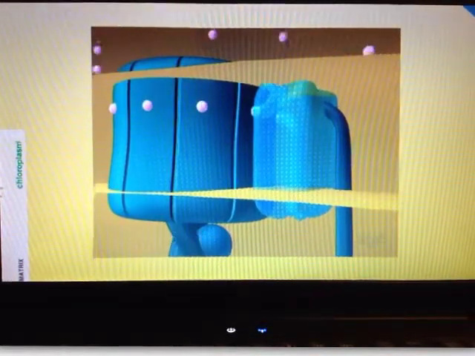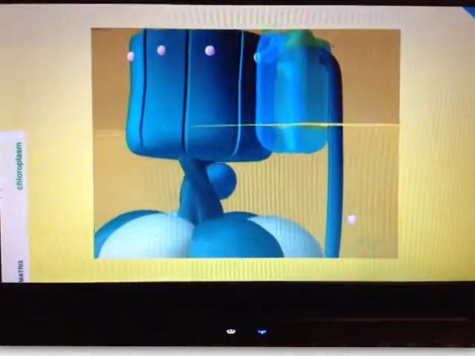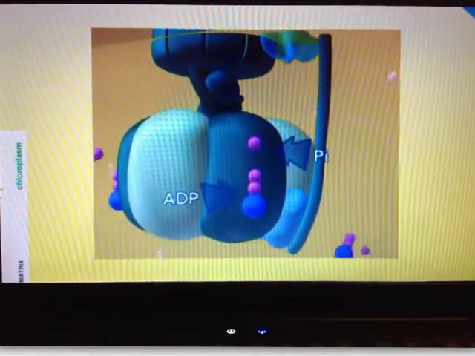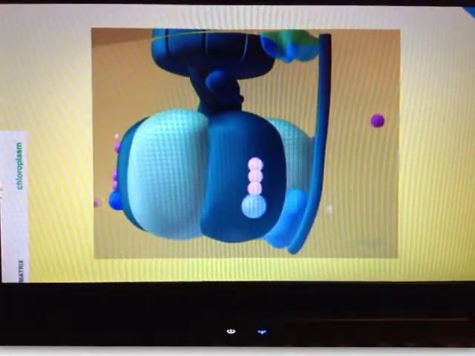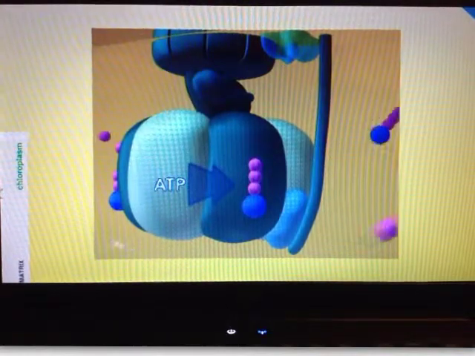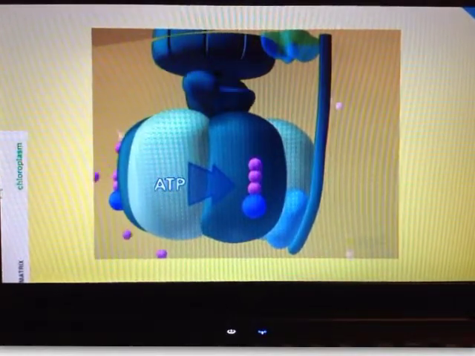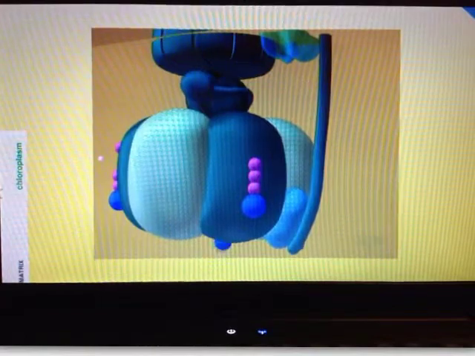Once 3 protons have entered the matrix space, there is enough energy in the ATP synthase complex to synthesize 1 ATP. In this way, the energy in the hydrogen ion gradient is used to make ATP.